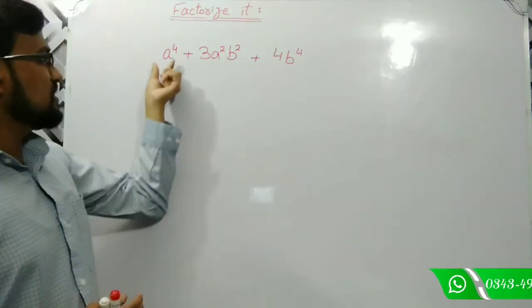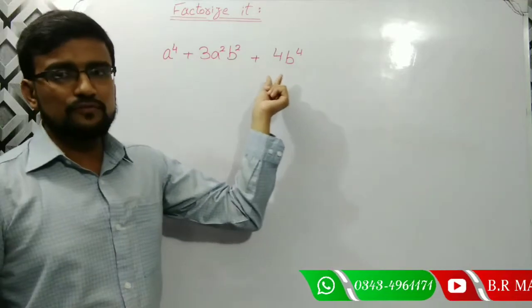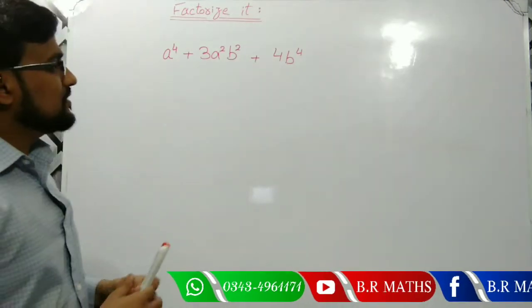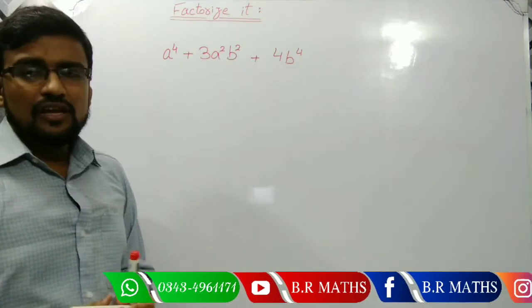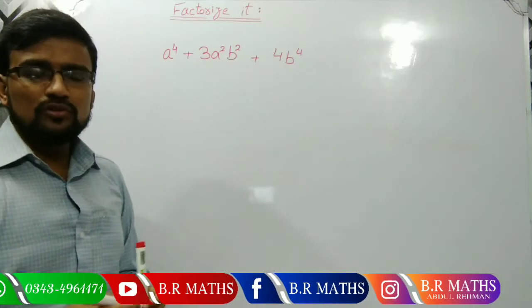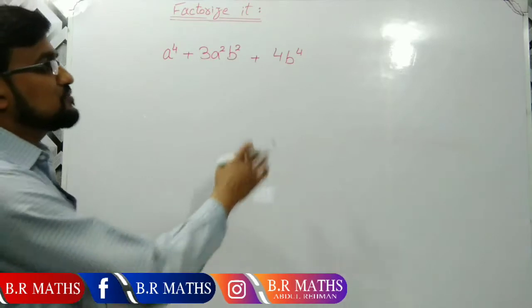Factorize a raised to power 4 plus 3a square b square plus 4b raised to power 4. So this question is just like the previous lecture, a square plus b square, and then we make the formula whole square completion and then complete the a square minus b square.